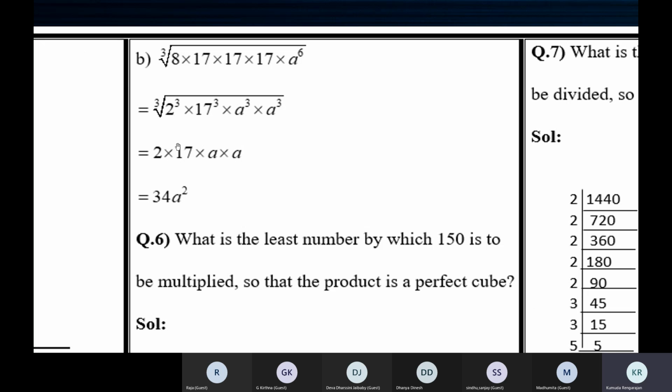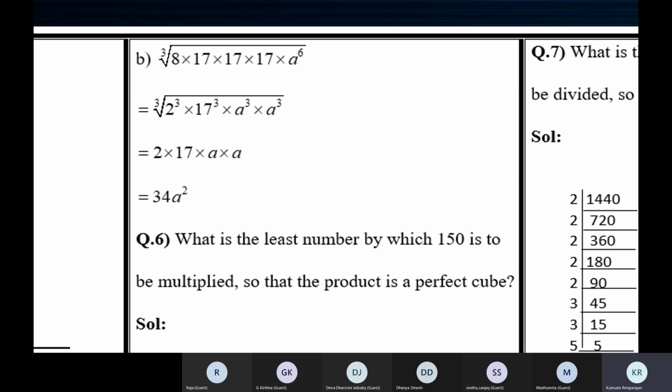So how do you simplify further? 2 times 17 is 34, and a into a squared. So 34 a squared. Clearly understood, children? Yes, ma'am. Absolutely no doubts, right? Yes, ma'am. All right, children, please proceed.